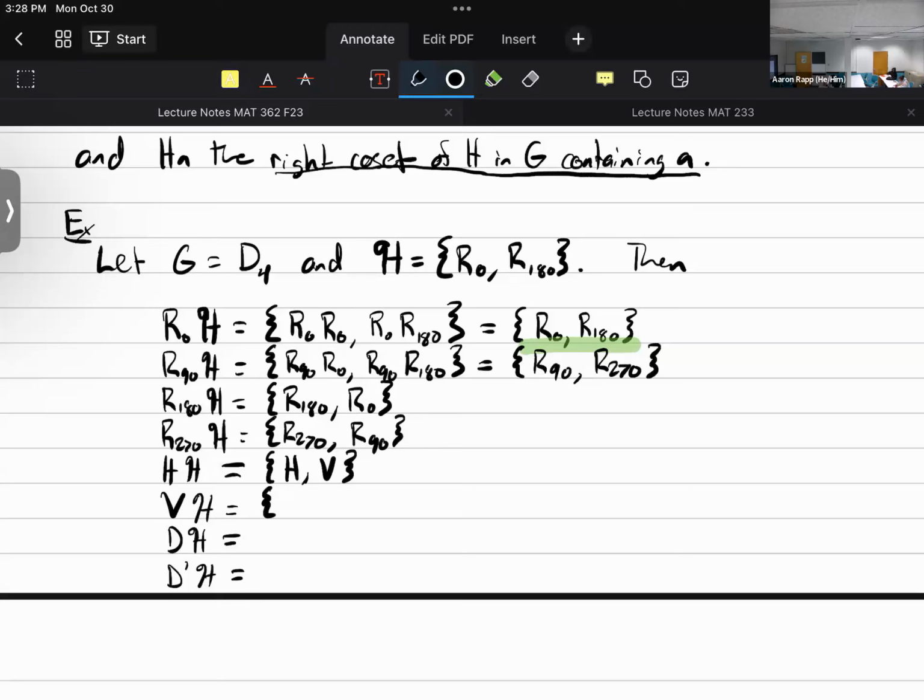Then I go figure out what the left coset is when I have V acting upon H. So V composed with R0 is just going to be what? V. And when you compose V with R180, you're going to get H. And then my last two cosets are going to be my two diagonal flips, V and D.